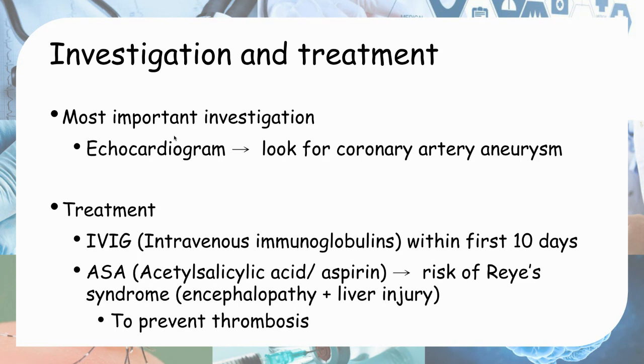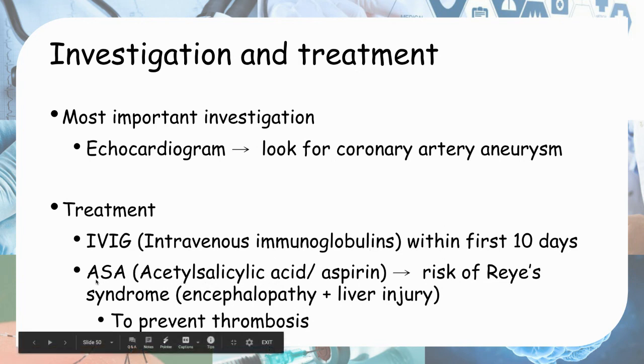So for investigation and treatment, the most important investigation is the echocardiogram to look for coronary artery aneurysms. And treatment is with IVIG, intravenous immunoglobulins, within the first 10 days. And this acts by competitively inhibiting the effects of your autoimmune immunoglobulins that are damaging your endothelial blood vessels, and also aspirin, ASA, which is acetylsalicylic acid. The reason we give aspirin is to prevent the thrombosis from happening and prevent myocardial infarction from happening. However, there's a risk of Reye syndrome when you give aspirin to kids.